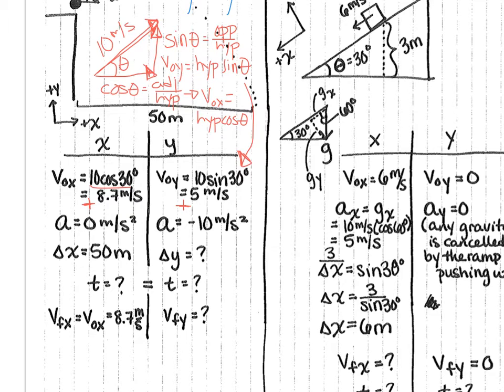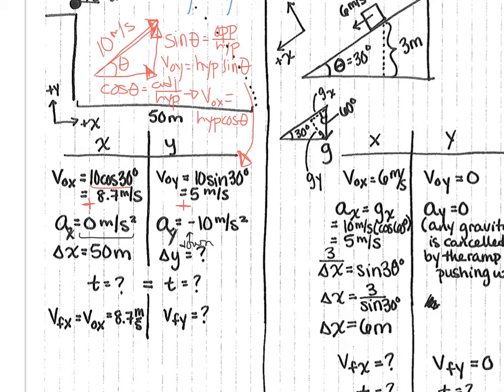Next, we find the components of acceleration. In the x direction, there is no acceleration. The only acceleration for something in free fall comes from gravity, and that points down, which is in the y direction. So that's why this a sub x is 0 meters per second squared, and a sub y points down, that's why it's negative, and it's the acceleration of gravity, 10 meters per second squared.